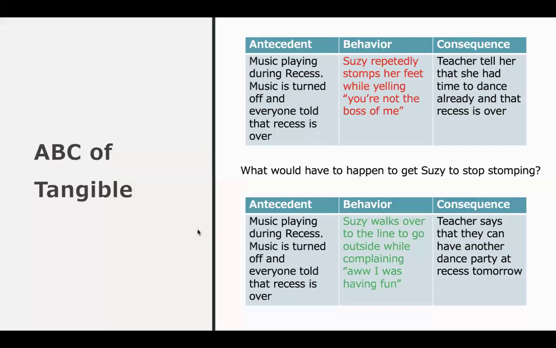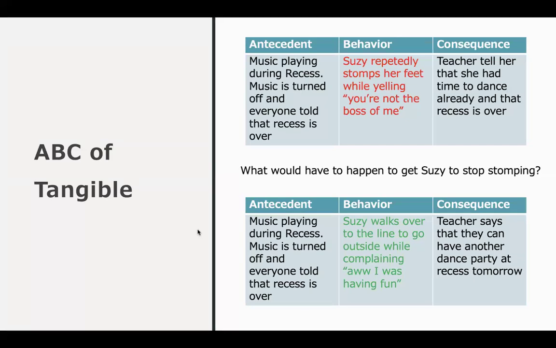Breaking this down in this situation, we have students at recess and there's music playing during recess. The music is turned off and everyone is told recess is over. Our student Susie responds to this antecedent situation by repeatedly stomping her feet while yelling, "You're not the boss of me." And our consequence here would be the teacher tells her that she had time to dance already and that recess is over. So the consequence that's being given is a definitive end to the activity.